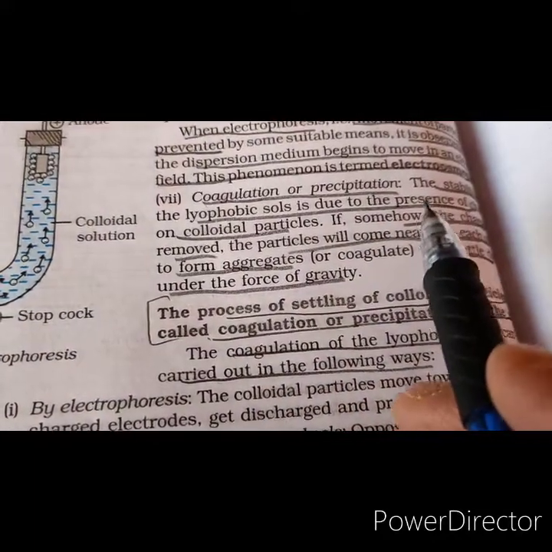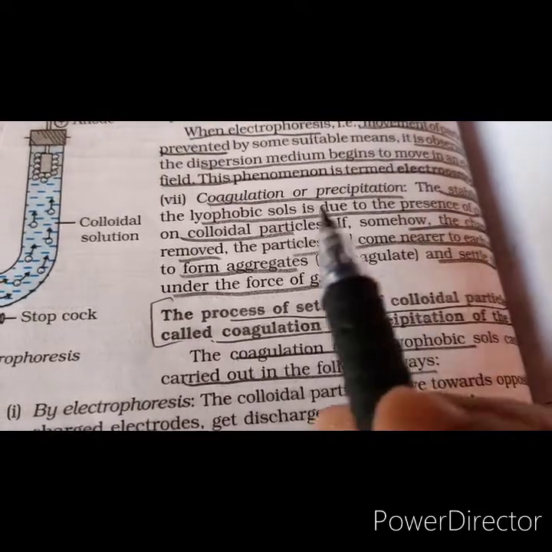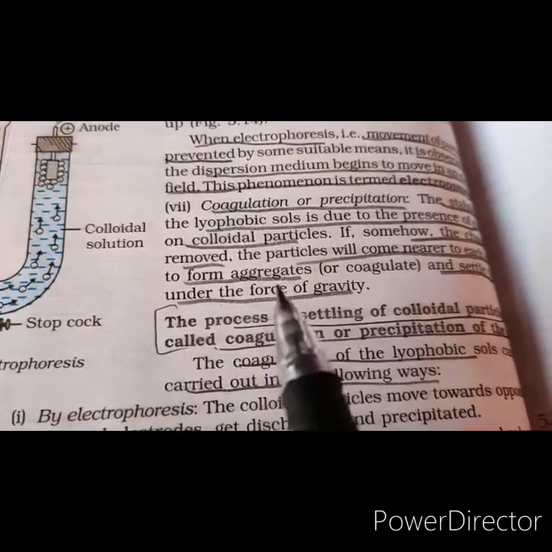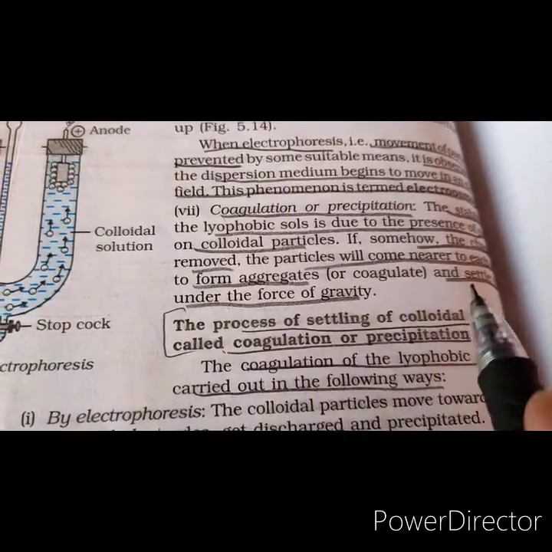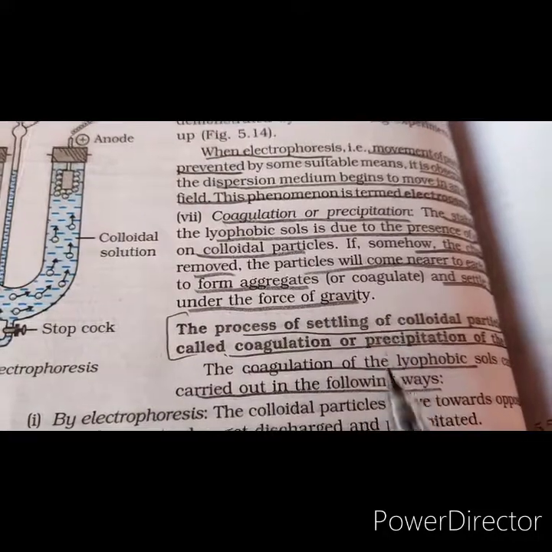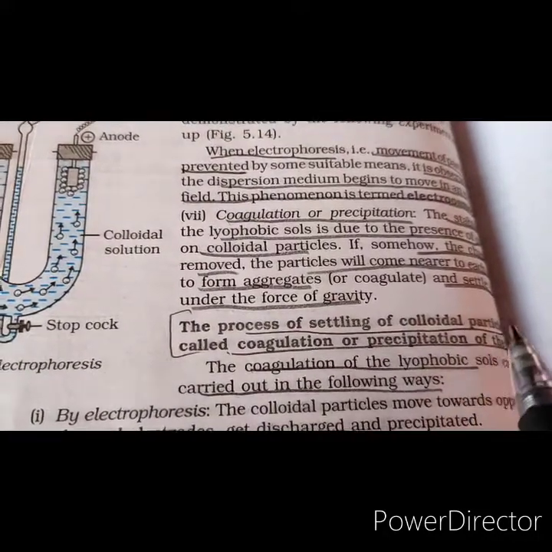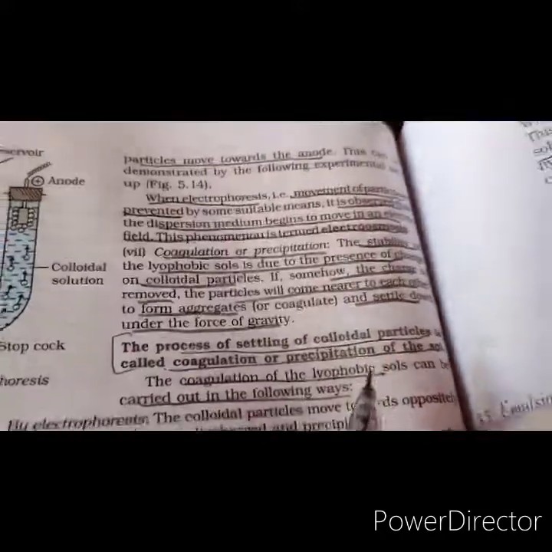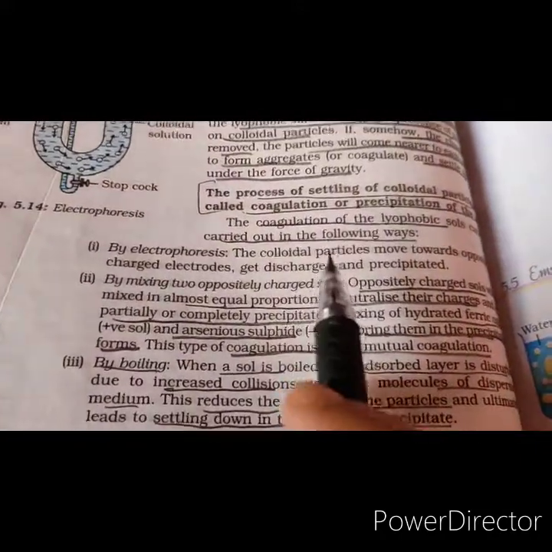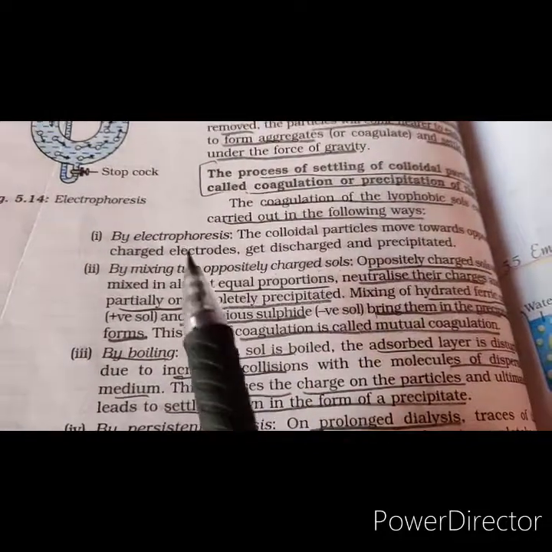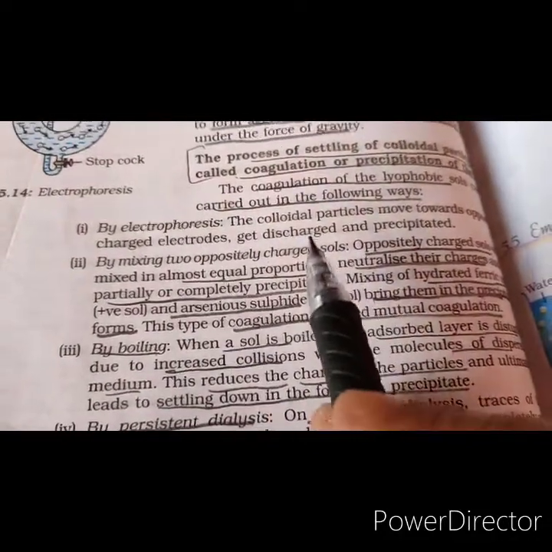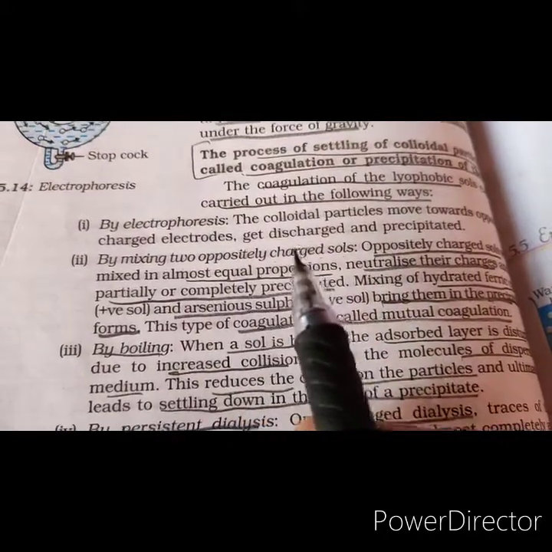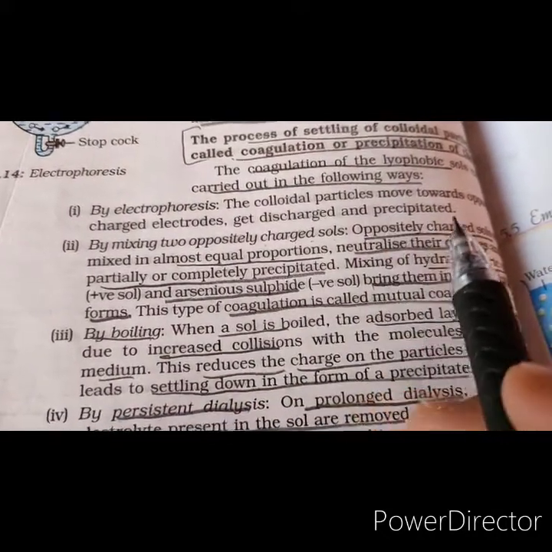Then we come to the next topic, coagulation or precipitation. We know that charge is required for the stability of the lyophobic sols. But if this charge is removed, then what happens? They form aggregates and then they settle under the force of gravity. This process of settling of colloidal particles is called coagulation or precipitation of the sol. The various methods to coagulate the lyophobic sols are: number 1, electrophoresis. In this, the colloidal particles move towards the oppositely charged electrodes. They get discharged there and hence precipitated.